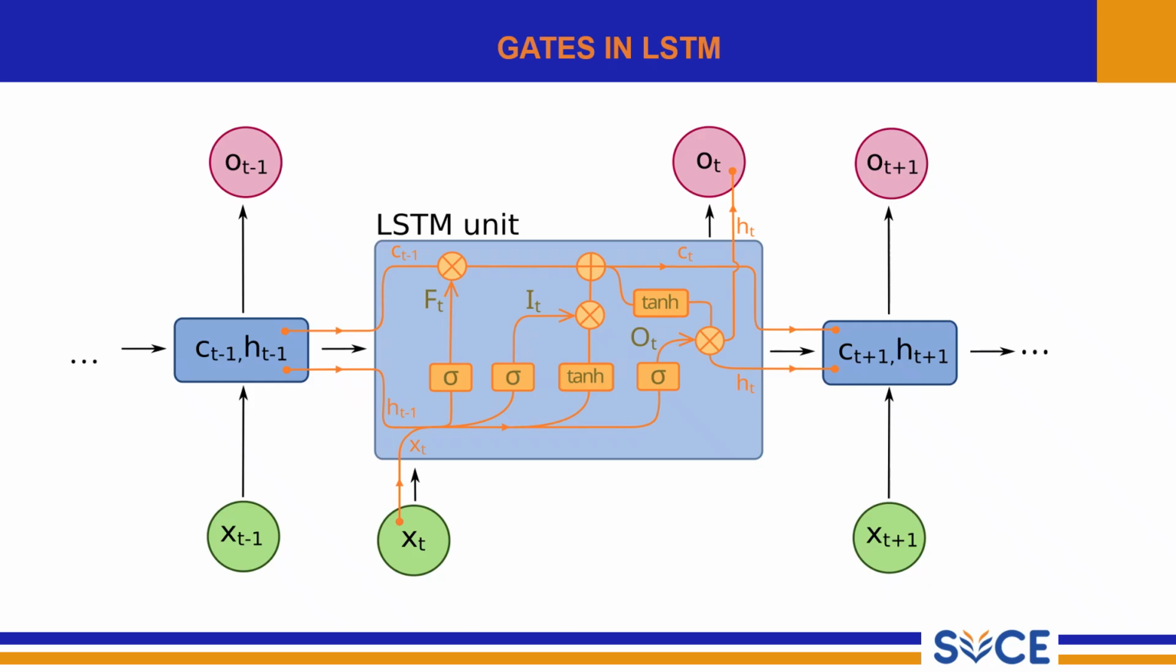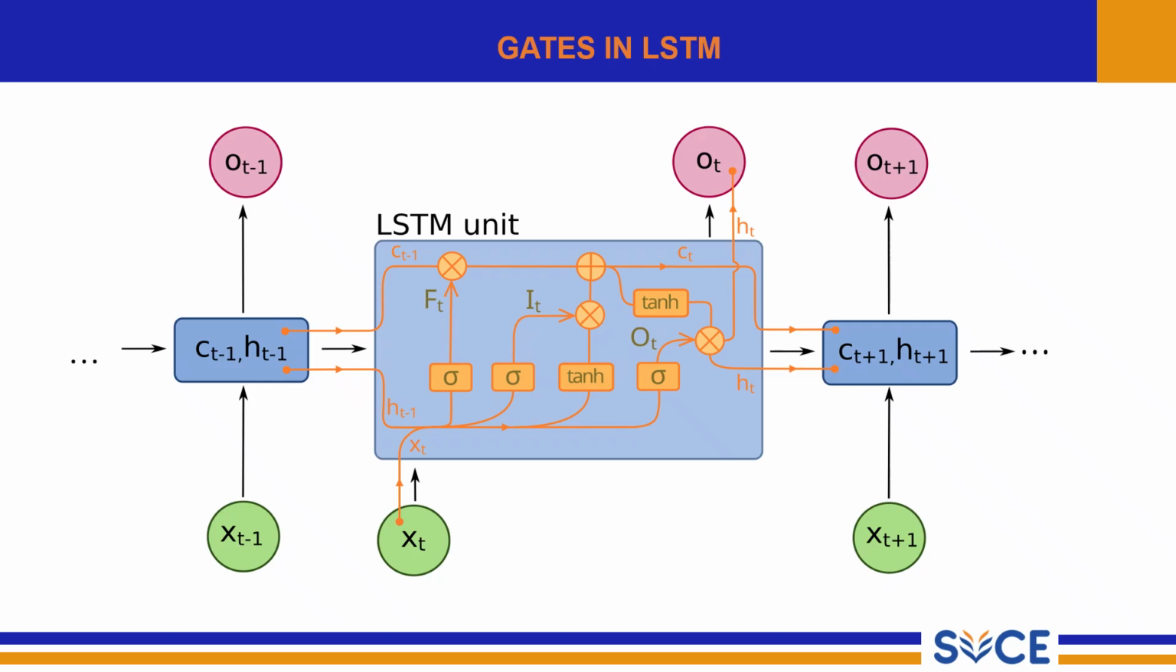Step 3. Updating the cell state. Now we combine the previous steps to update the cell state. The old cell state, after being filtered by the forget gate, is added to the new candidate values scaled by the input gate. This gives us the new cell state ct. So, in simple terms, we forget some old information and add some new relevant information.